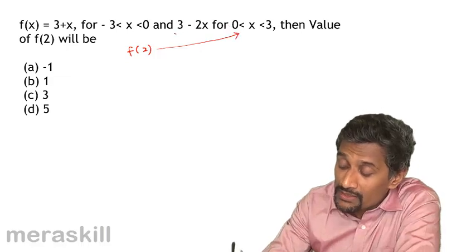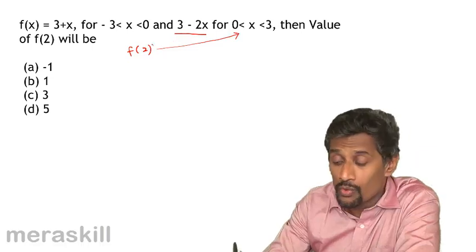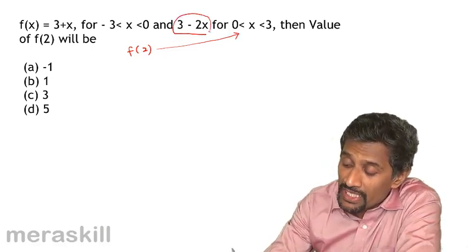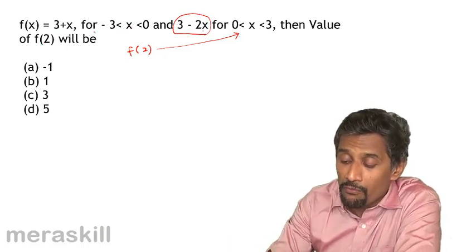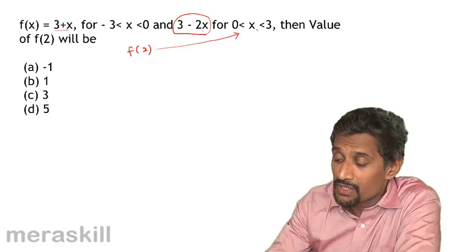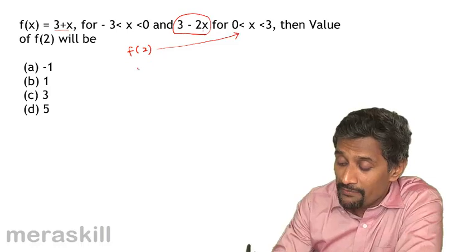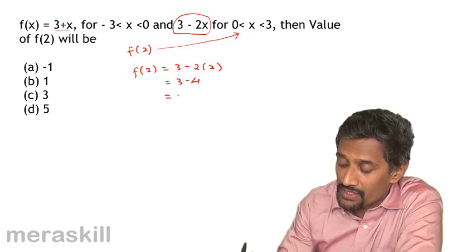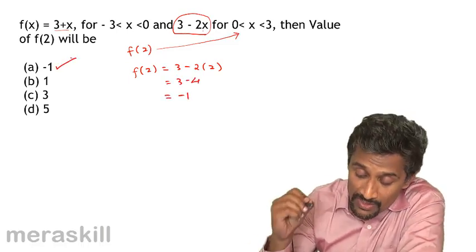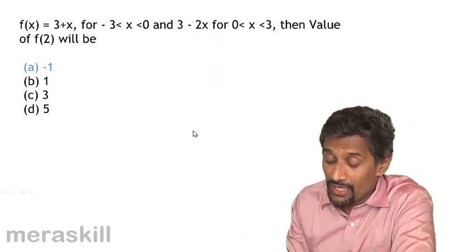Hence we need to consider this particular function, because when the domain is 2, the relation function is this, not this. Suppose it was told f of 1, we would use this. But here it is told f of 2, so it is this function that is valid. So f of 2 hence would be 3 minus 2 into 2. That is 3 minus 4, which is minus 1. So it's going to be minus 1 here. Right? Yes, we do have it as minus 1.